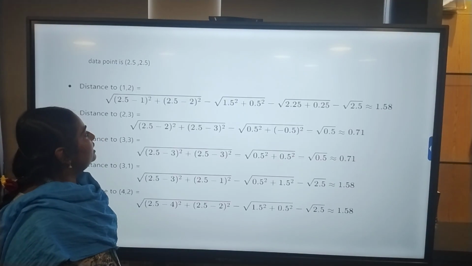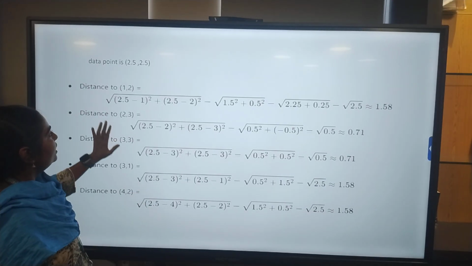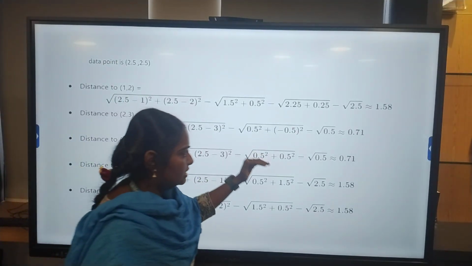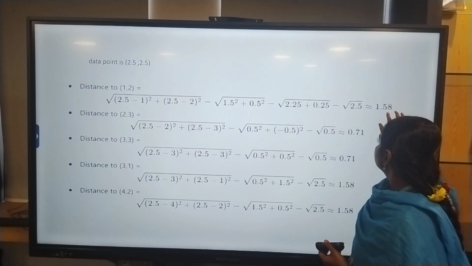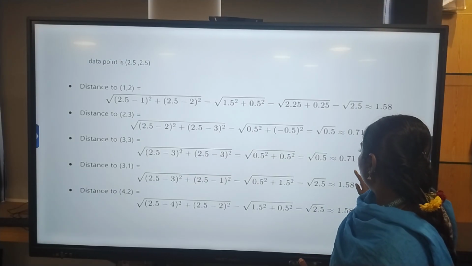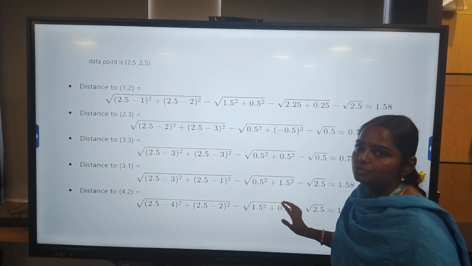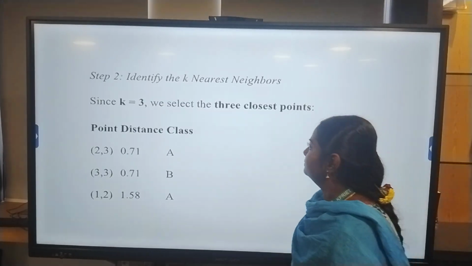The Euclidean distances between all these 5 data points and the new point are presented in this slide. These are the final values, closely approximated: 1.58, 0.71, 0.71, and the remaining two are 1.58, as per the calculation.